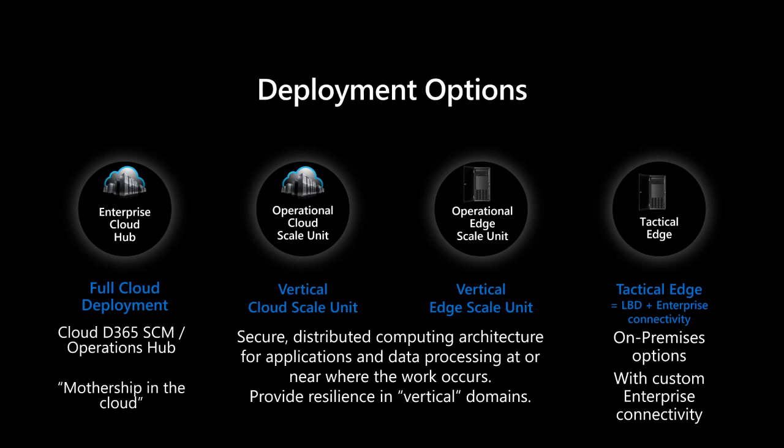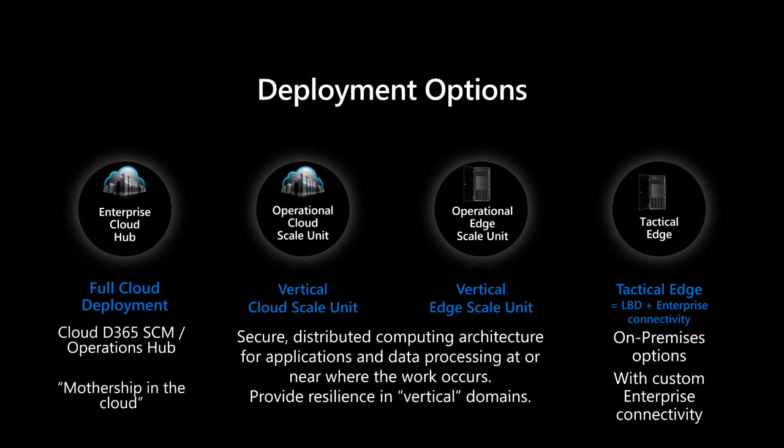The new deployment options that we are introducing as part of these scale units is the operational cloud scale unit and then operational edge scale unit. So the cloud scale unit, as it sounds, would be a scale unit that is deployed in a separate instance within an Azure data center, either within the same Azure data center or within a different Azure data center, but still hosted on the Azure cloud with administration and maintenance being performed by Microsoft on that scale unit.